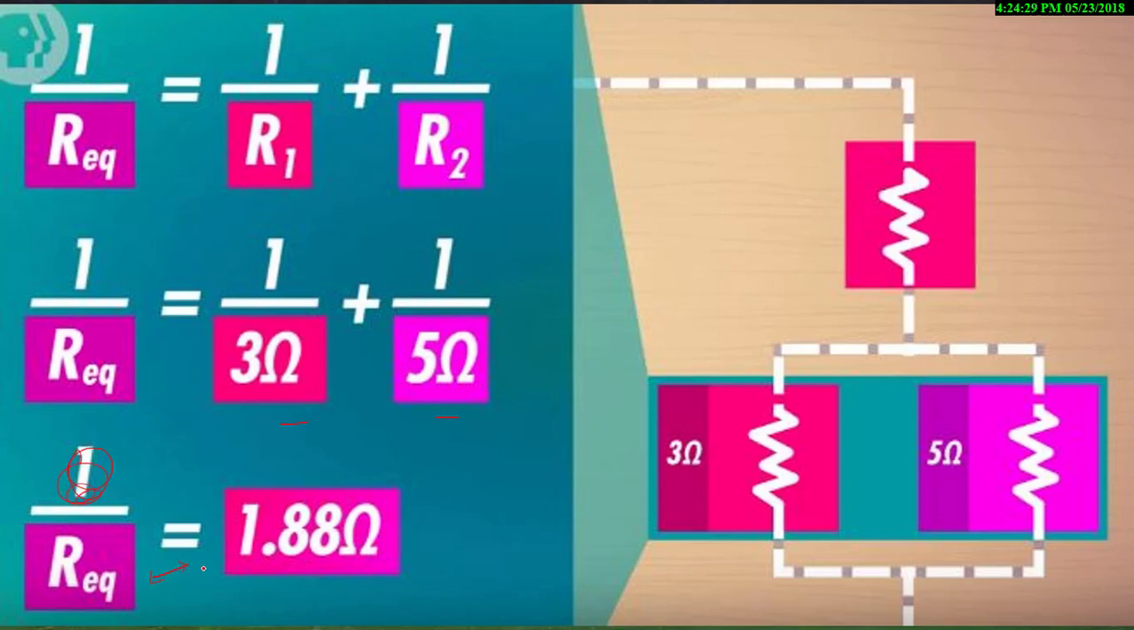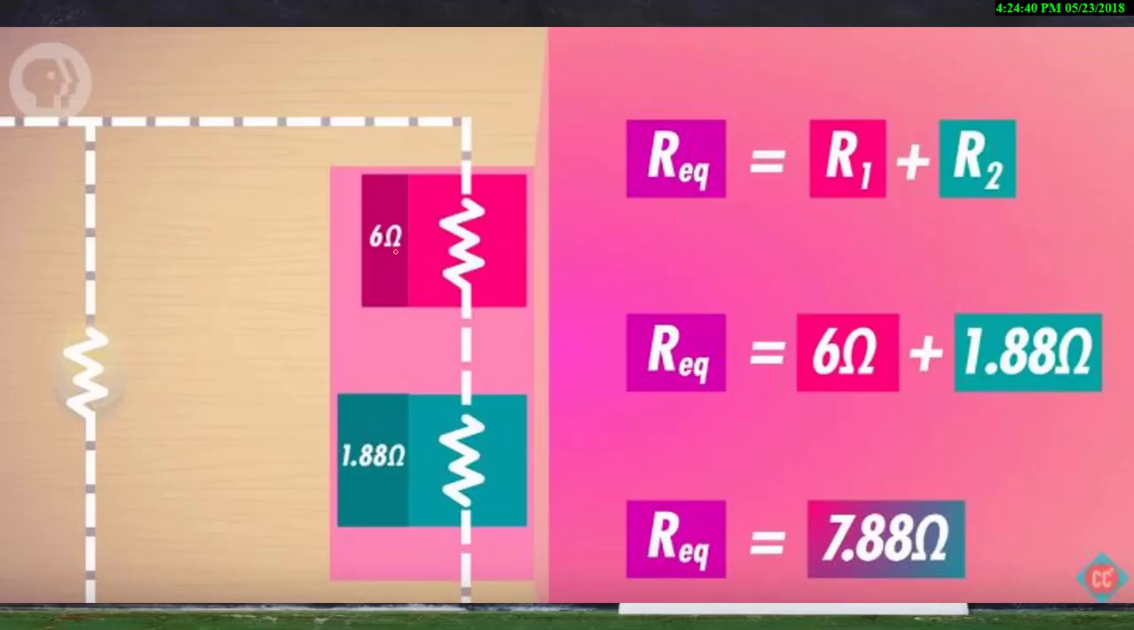R equivalent is equal to, we will get 1.88 ohms. Okay, so now 1.88 ohms. So these two can be replaced by a single resistor of 1.88 ohms. Now observe these two. One is 6 ohms and one is 1.88 ohms. These two are in series. So whenever two resistors are in series, we can replace them by a single resistor of summation of both.